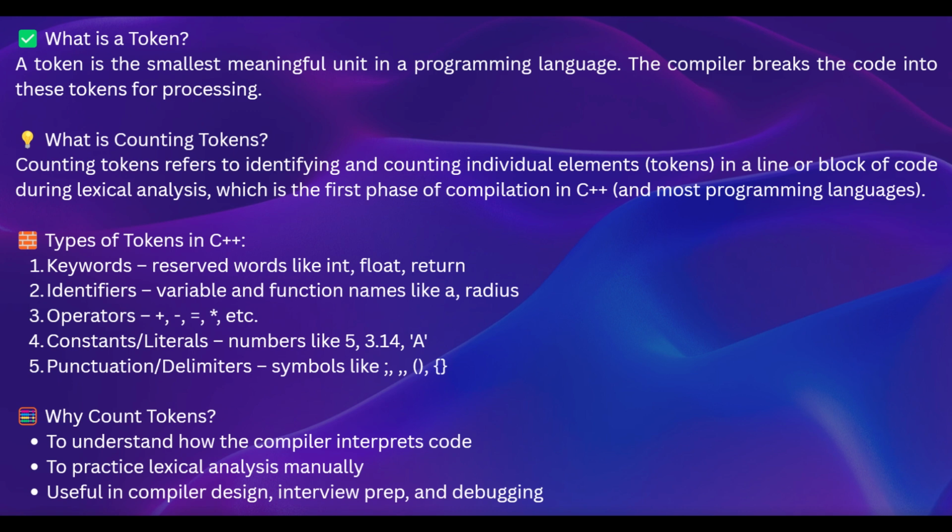Then constants or literals. These are fixed values in your code like 5, 3.14, 'a', or "hello". Then punctuations or delimiters. These are symbols that separate parts of your code, like semicolon, comma, brackets, curly braces, or square brackets, etc.